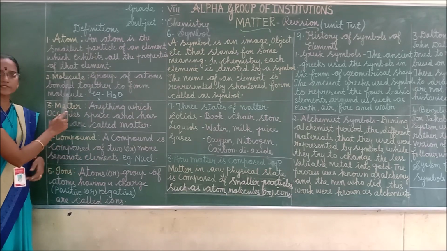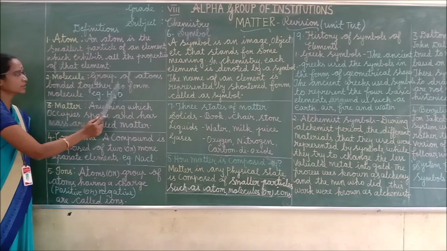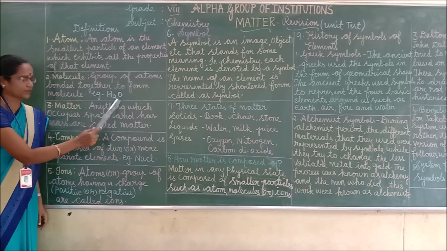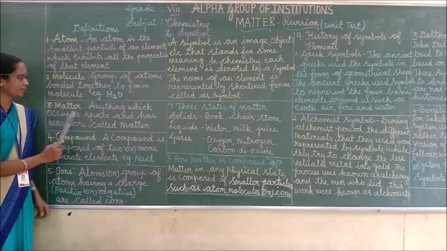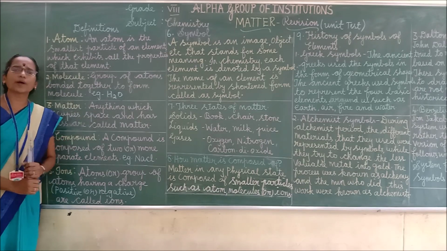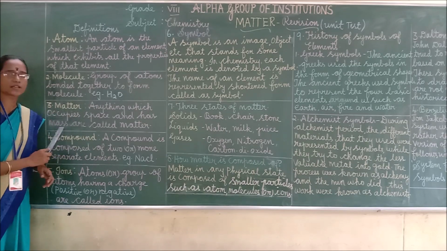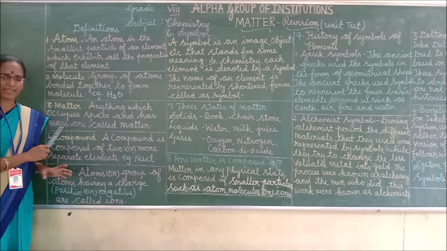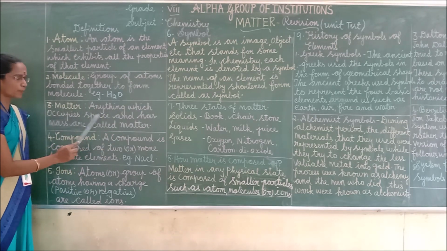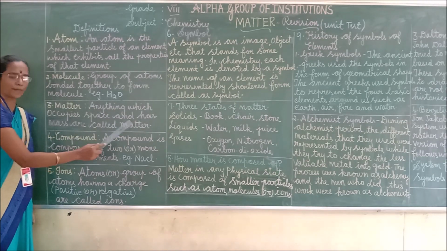So molecule means what? Group of atoms bonded together to form molecule. Example, water, right? Third question, matter. What do you mean by matter? Anything which occupies space and has weight, or otherwise you can say mass also. Mass or weight, both have the same meaning only. So anything which occupies space and has mass is called matter.